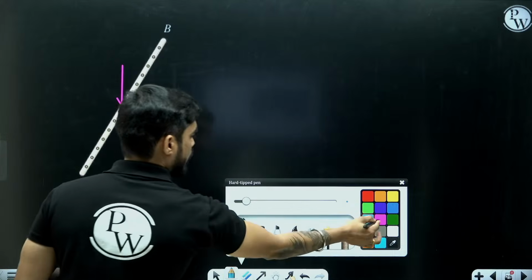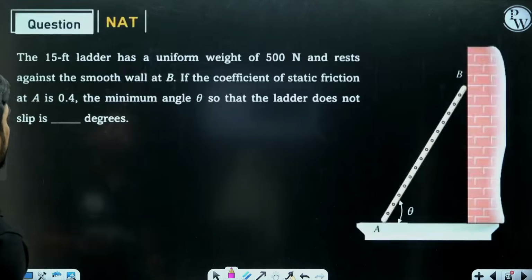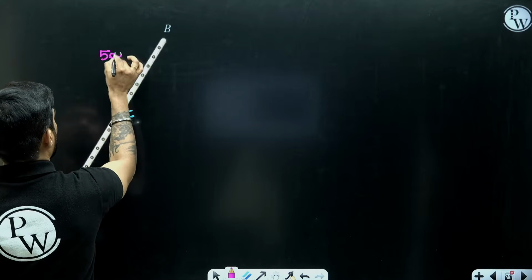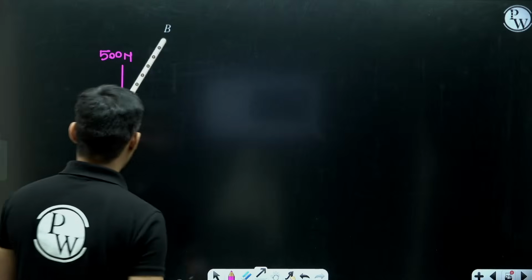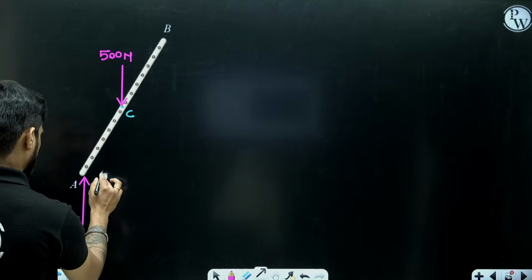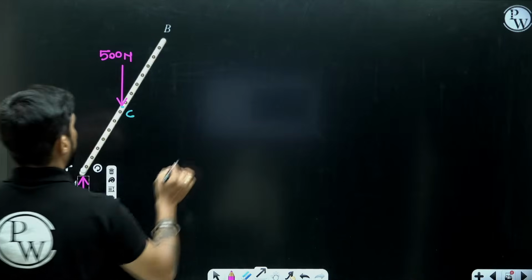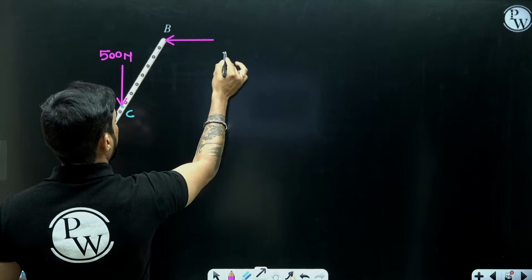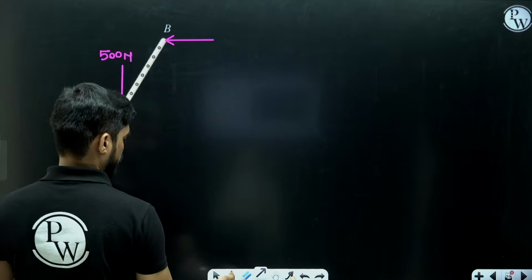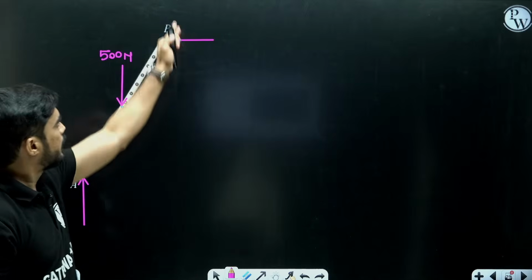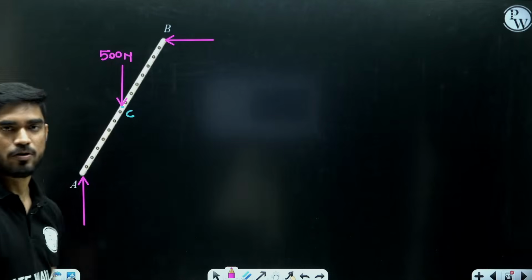Okay. What is the weight of the ladder? Weight of the ladder is 500. Now there will be a normal force at A and a normal force at B. Normal to the surface. Okay, so here the surface is horizontal, so normal force vertical. Here the surface is vertical, normal force was horizontal.